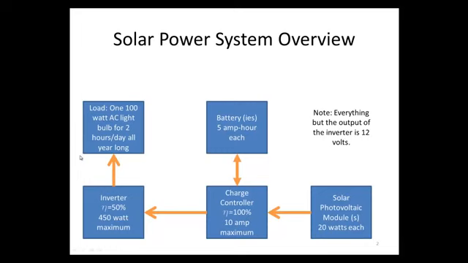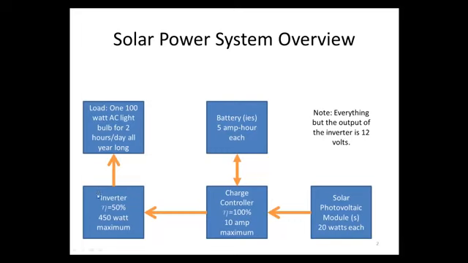The load is something like a light bulb or a fridge or anything that uses electricity. You can think about anything you plug in your house. In this case, it's going to be plugged into the solar power system to be powered. In this example, we're going to be using a 100 watt AC light bulb, and we're going to be using it for 2 hours a day all year long.